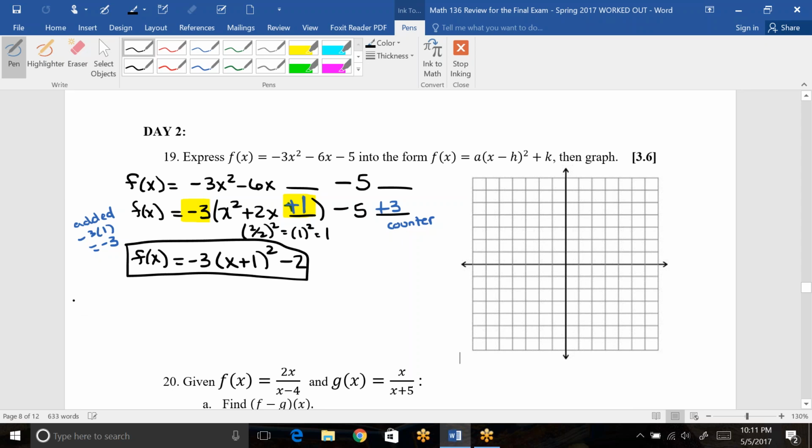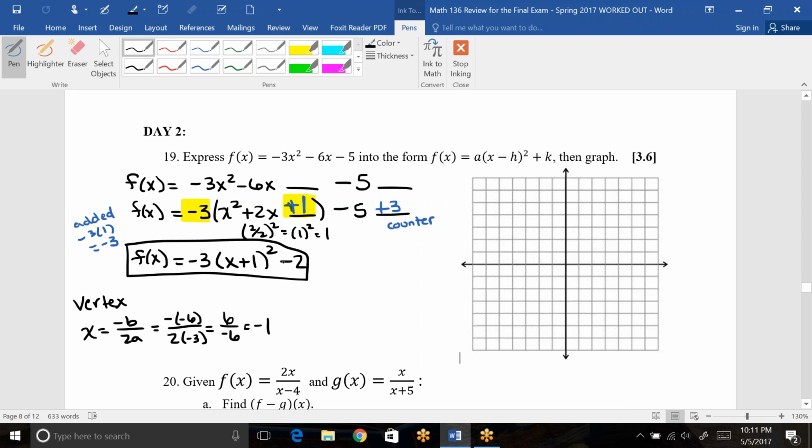A quick way to check yourself is to actually use the vertex formula to find the vertex to make sure it is the right numbers we see here. The vertex formula is negative b over 2a for the x, so that would have been negative negative 6 over 2 times negative 3, and that would be positive 6 over negative 6, which is negative 1. Now remember, when you plug something into this formula, you write x minus negative 1, so that's why we get a plus 1 here, so that makes sense.